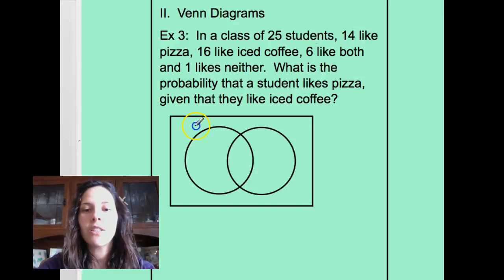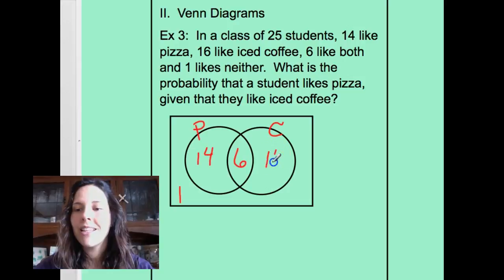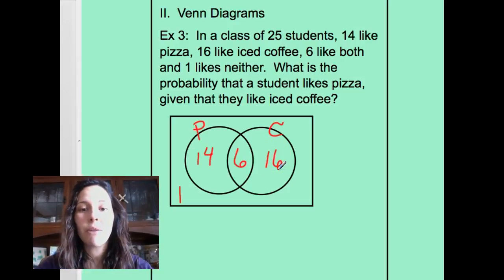So we'll call this first circle P for pizza. The second one C for coffee. We'll start with the number that like both. That's 6. 1 likes neither, we know those for sure. If we put the 14 people in the pizza and the 16 people that like coffee, we're counting the 6 people that like both here in the pizza, here in the intersection, and here in the iced coffee. We can't count those 6 people 3 times. We can only count them once.